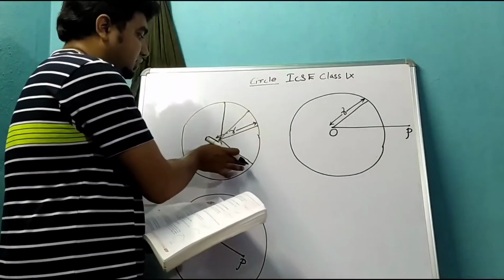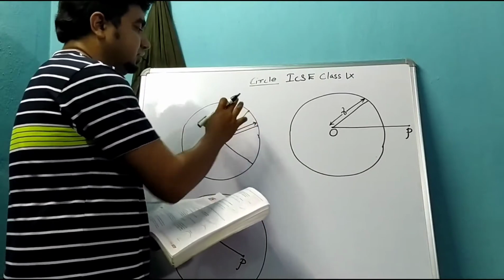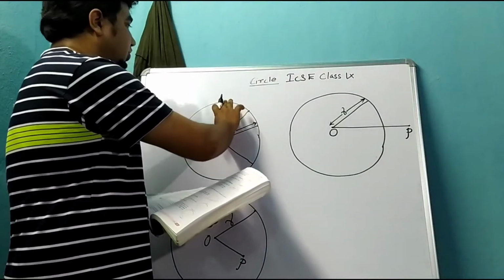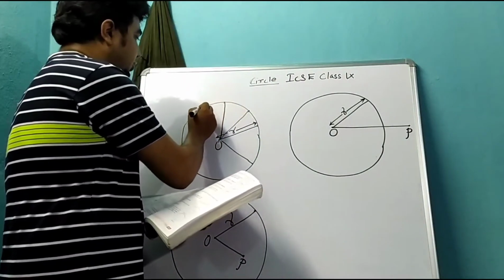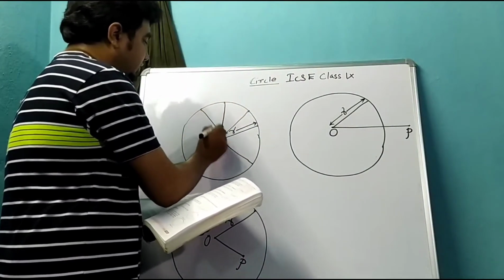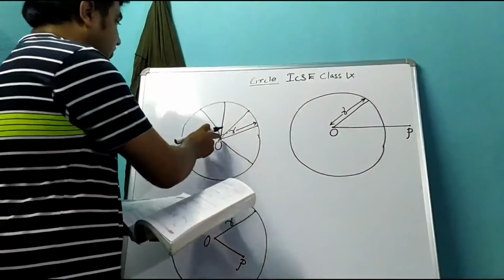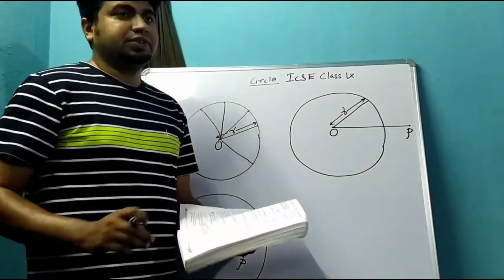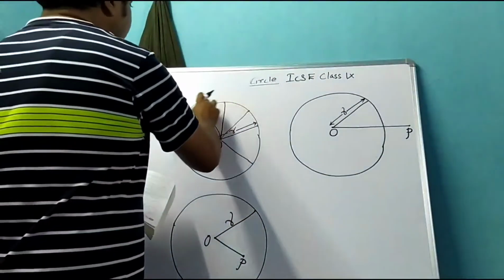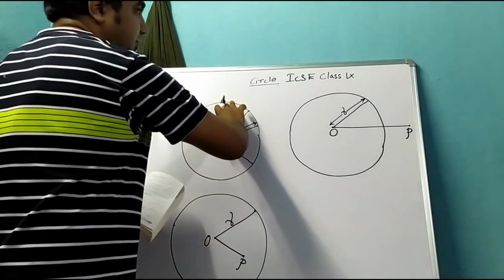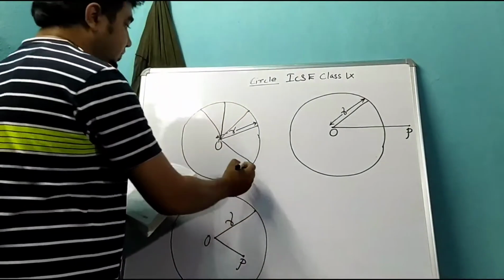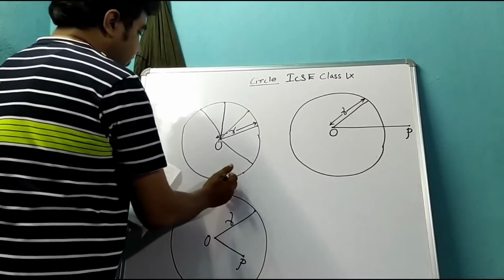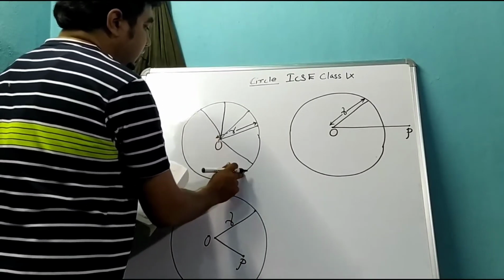So the distance here is r, and it is fixed. The distance from the fixed point means you can take any point on the circumference. Circumference means the boundary of the circle, and the distance from the center is always equal to r. Now three conditions can occur. If the point is on the circle, its distance will be equal to r, as it is on the circumference.